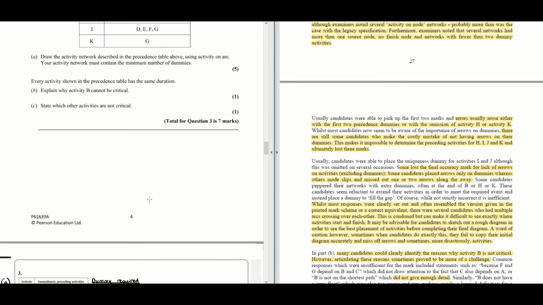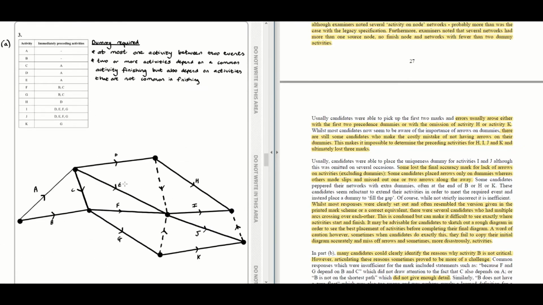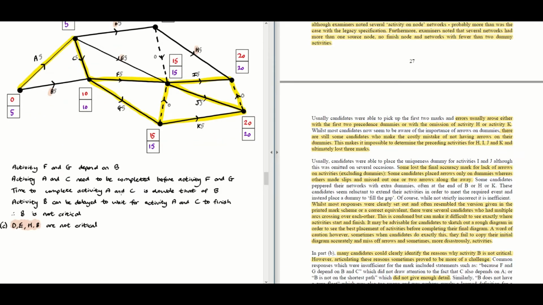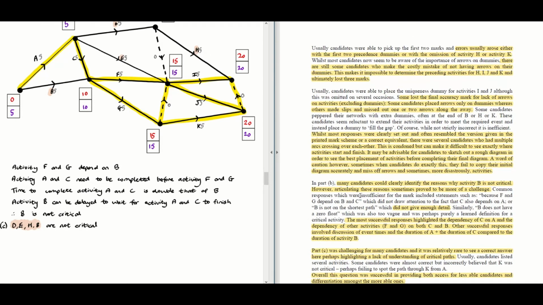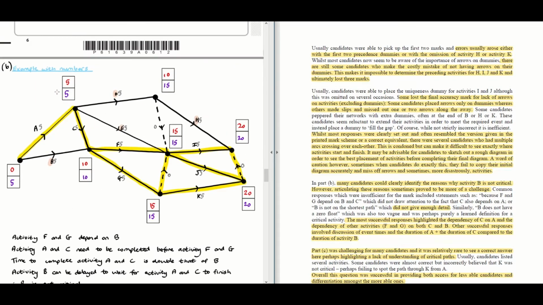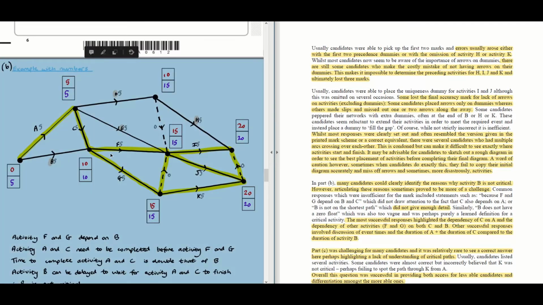For part B, where we have to talk about critical activities, a lot of people could identify why B was critical but could not give an articulate reason for that. Basically, they did not give enough detail. The idea over here was that you have to talk about how F and G depend on B, but A and C need to be completed before F and G, and the time for B is double that for A and C together, so you can delay B. That's essentially what you should be getting at.